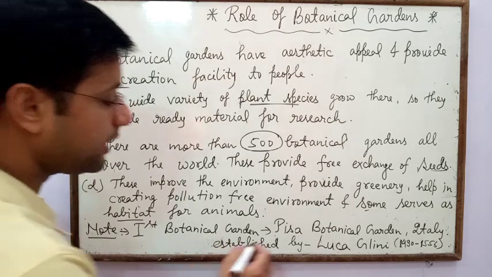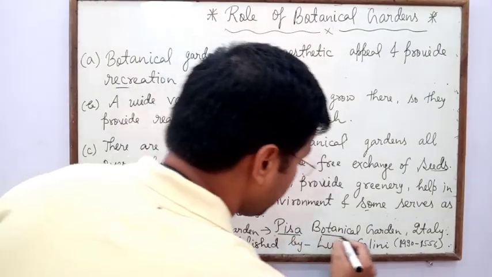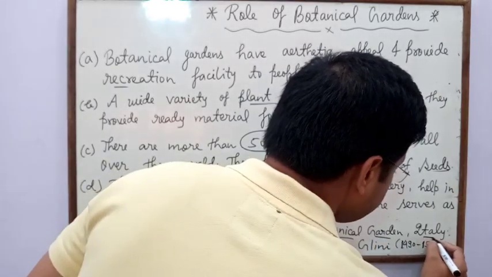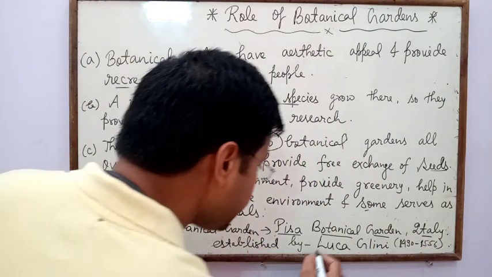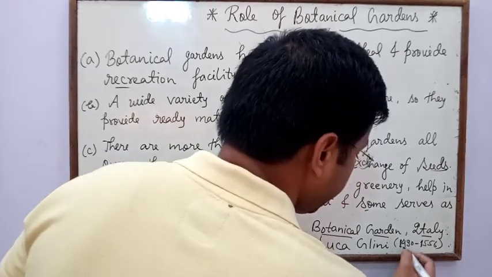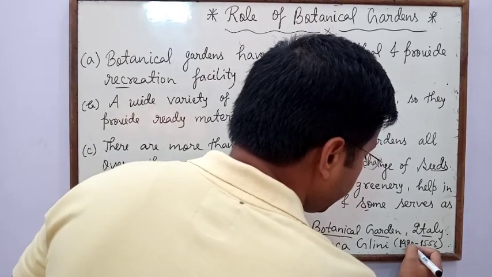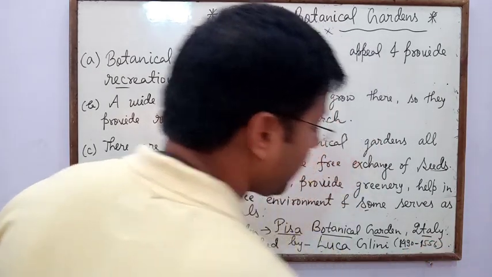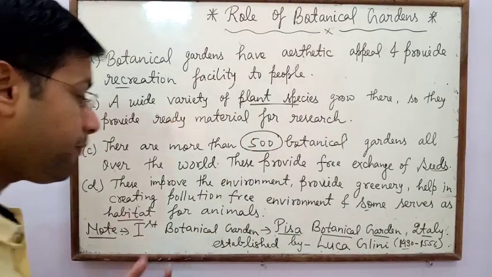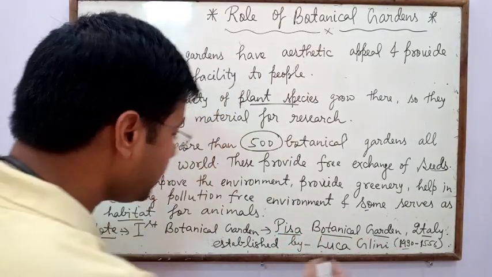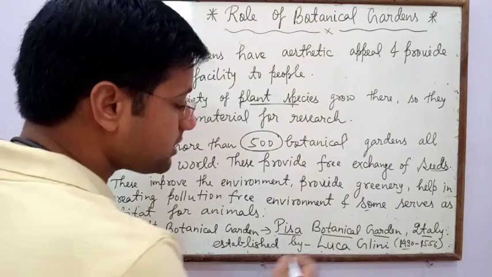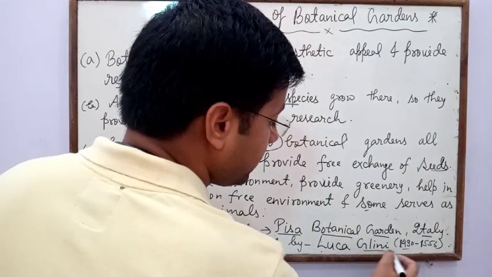One important line here for 1 mark: the first botanical garden in the world. The first botanical garden is the Pisa Botanical Garden in Italy, established by Luca Ghini. His lifespan is 1490 to 1556.